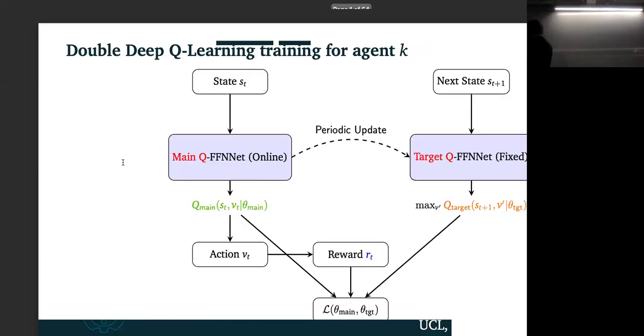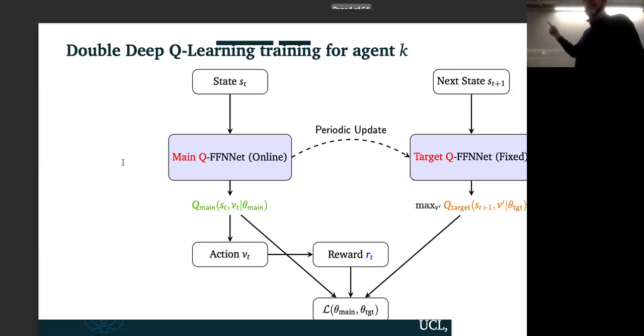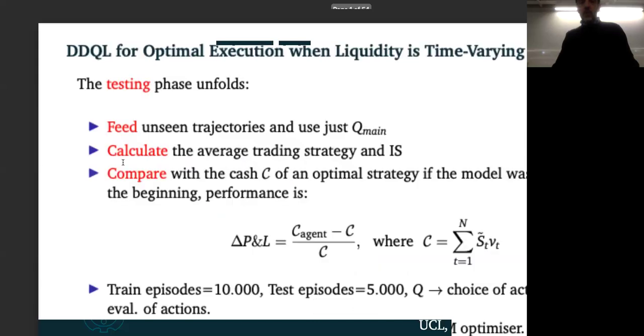And essentially what is going to happen is that from time to time, the weights of this network are going to be copied into the target. This is done in order to improve the stability and avoid oscillation of the gradient. It's a bit technical, so I'm not going to go too much into the detail.